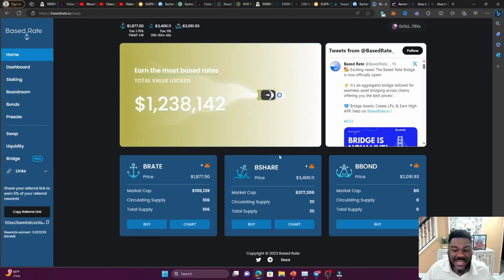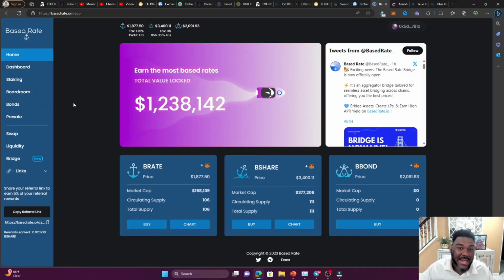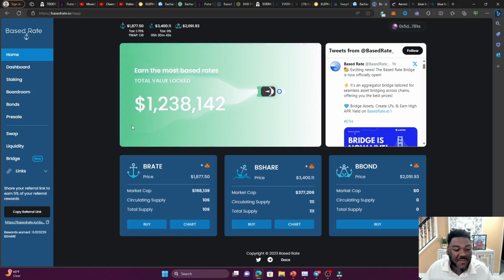As you can see, this is a Tomb fork, inspired by the previous Pulse Rate. And we know Pulse Rate was enormous. Pulse Rate made so many people gains, and now this is your second opportunity. If you don't know how Tomb forks work, don't worry about it, I'm going to explain it. But let's take a look at the price of the B-Rate.